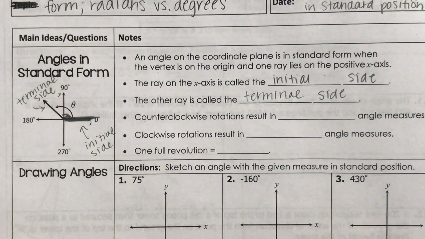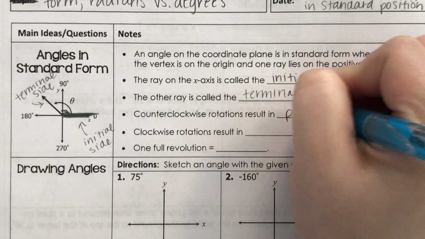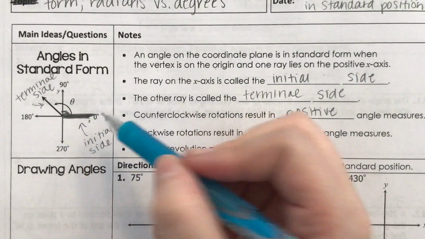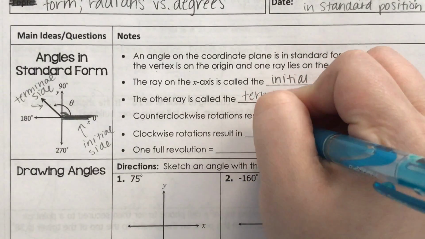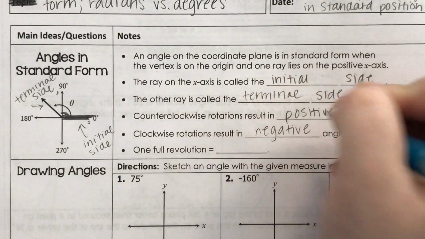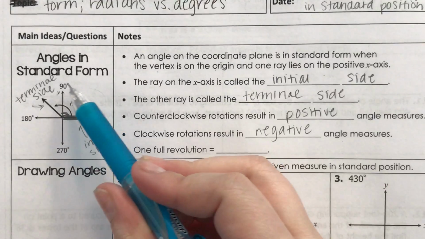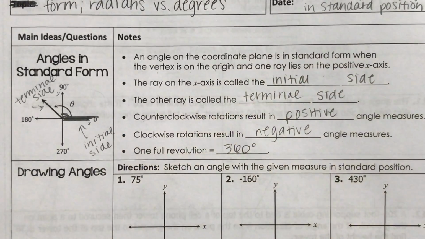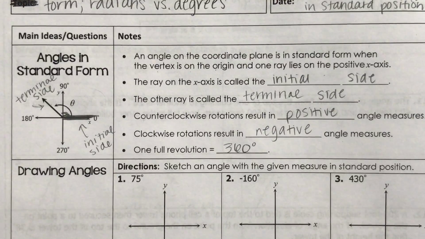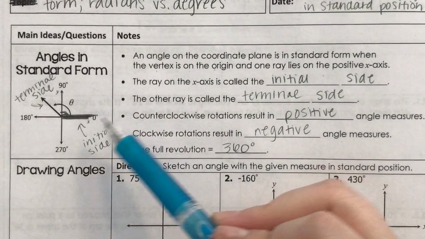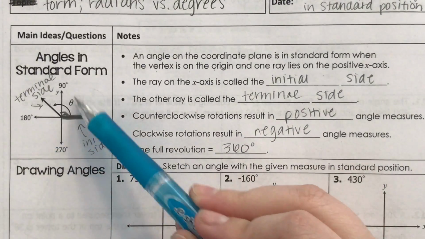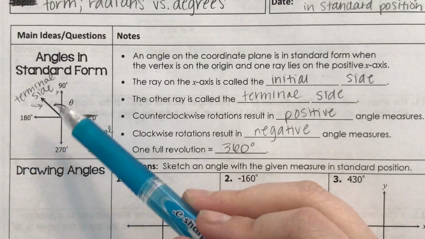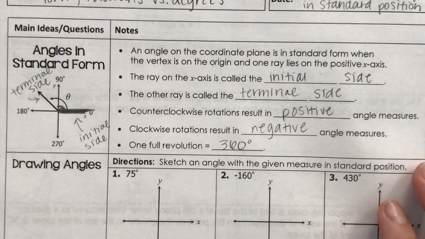Counterclockwise rotations result in positive angle measures. And then clockwise rotations result in negative angle measures. One full revolution around is 360 degrees. So that's angles in standard form. That's the initial side, terminal side, positive direction, negative direction, and 360 degrees all the way around, in a nutshell of what we just talked about.